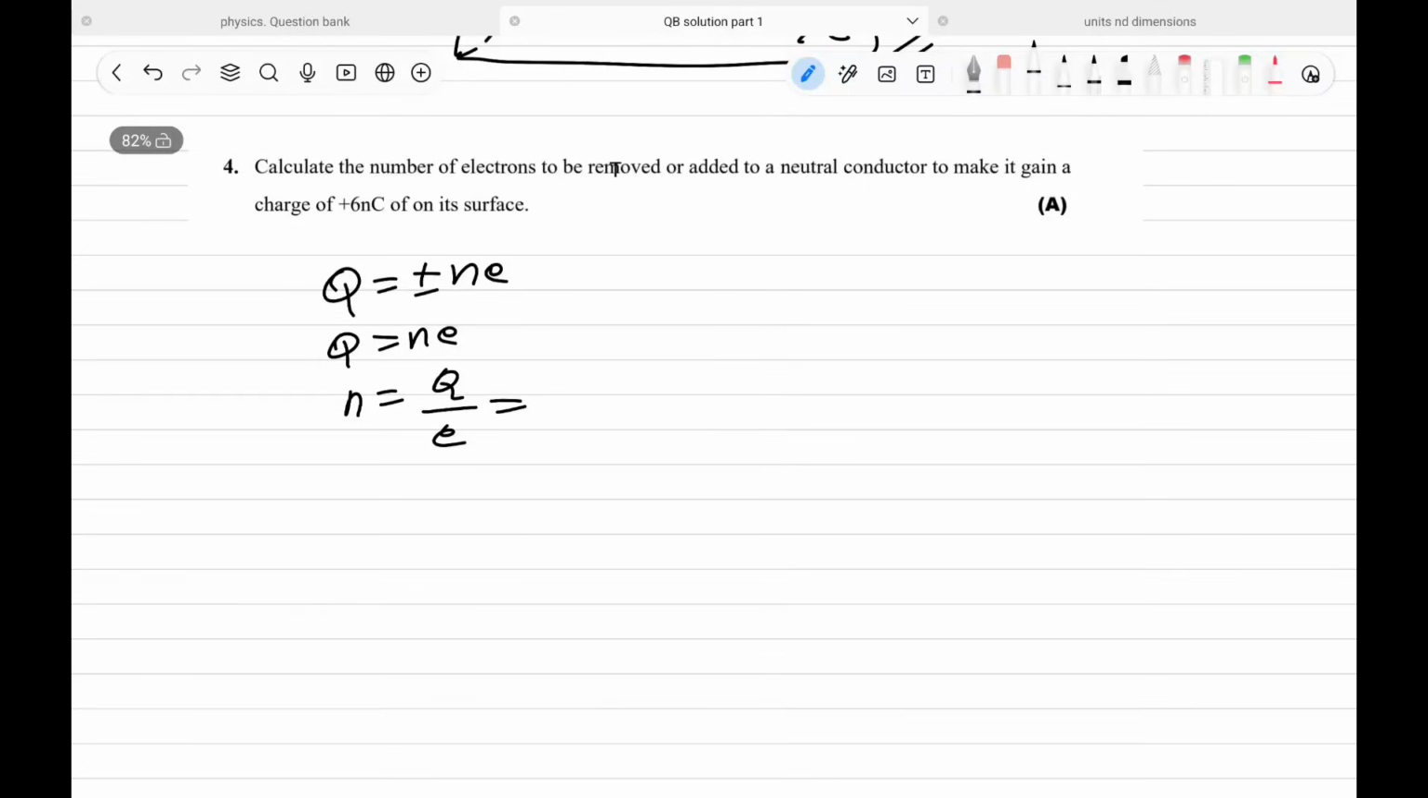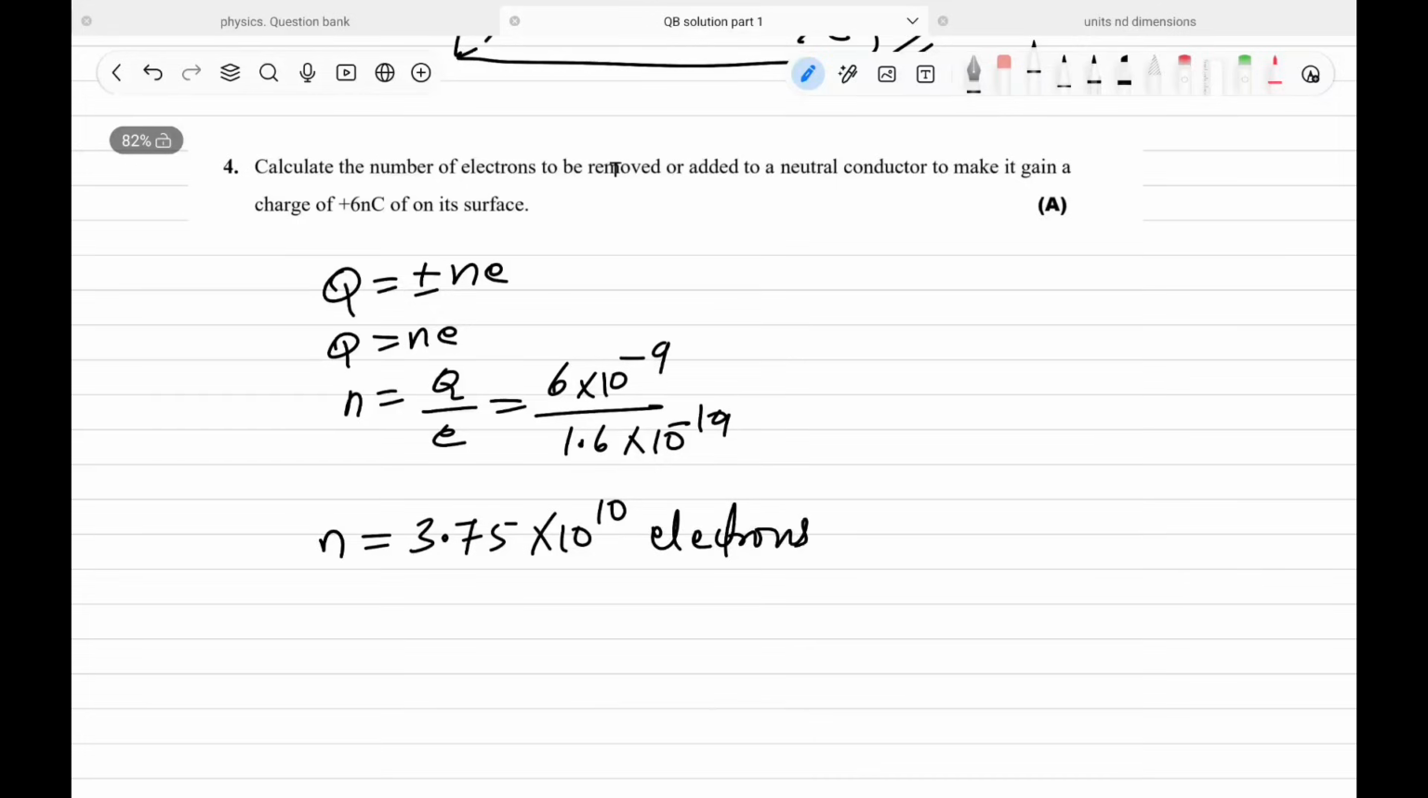Q, how much is it? 6 nanocoulomb, 6 into 10 to the power minus 9, divided by 1.6 into 10 to the power minus 19 coulomb, the charge of the electron. It becomes 3.75 into 10 to the power plus 10 electrons. This much, all. Hope that you understand.